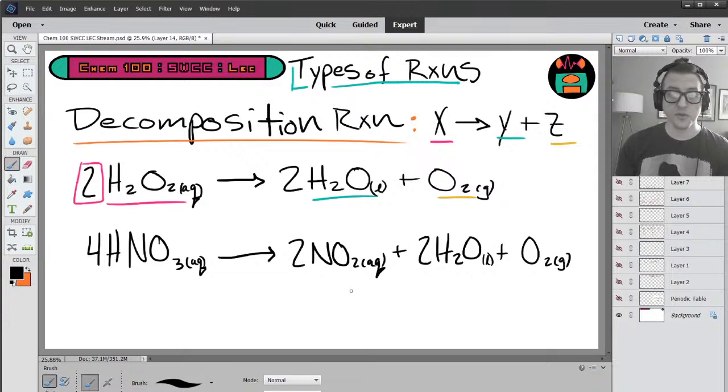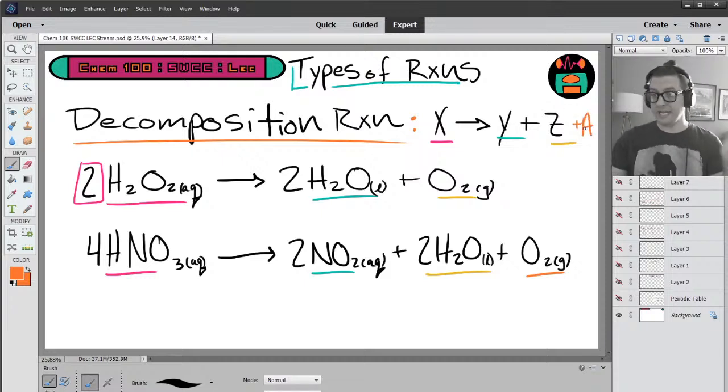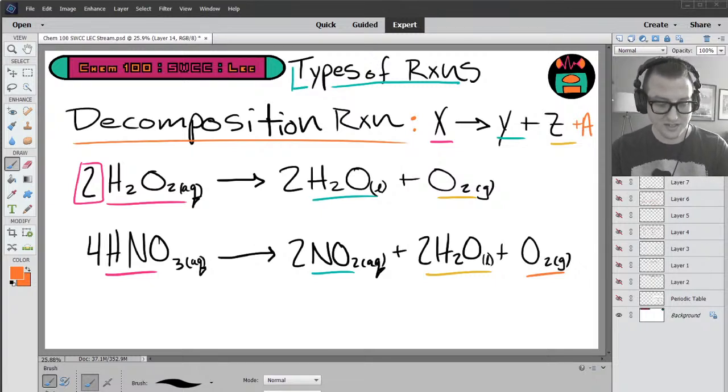You'll notice in this reaction that you've got X, you have Y, you have Z, but then there's a third product. I'll call it A, start back at the beginning of the alphabet. The reason I included this is that what makes it a decomposition reaction is not the number of pieces it falls into, but that you start with one thing and it falls apart into a bunch of other things. So that's a decomposition reaction.